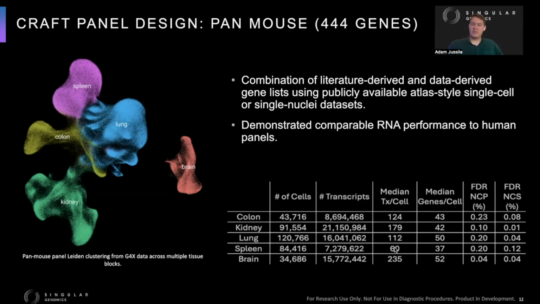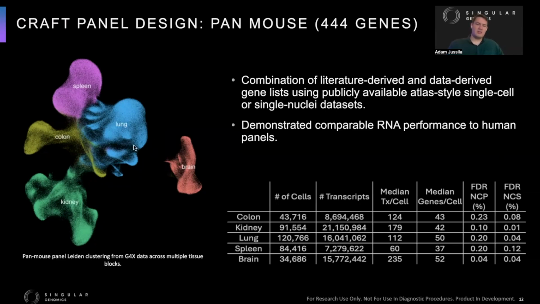You'll notice here that the spleen is a little lower. There's a relatively significant amount of variability between tissues, but 60 transcripts per cell on average is actually still quite respectable and something that we're really happy with. Our median unique genes per cell is once again looking quite good, with between 40 and 50 for all tissue types, and our FDRs are consistently below 0.05, which we're really happy with.